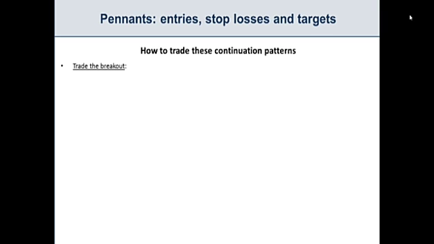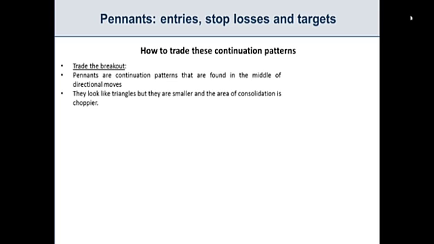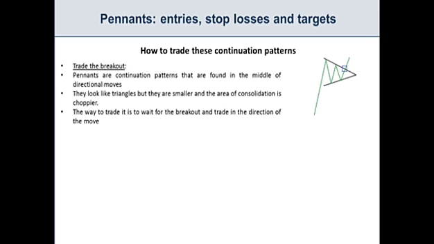Of course, you need to wait for the breakout of the pennant for you to be able to trade it. Pennants are continuation patterns that are found in the middle of directional moves. They look like triangles, but they are smaller, and the area of consolidation is choppier. The way to trade it is to wait for the breakout and trade in the direction of the move. Because they are continuation patterns, you will be looking to go long if you are in an up move and you find a pennant, or go short if you are in a down move and you find a pennant.